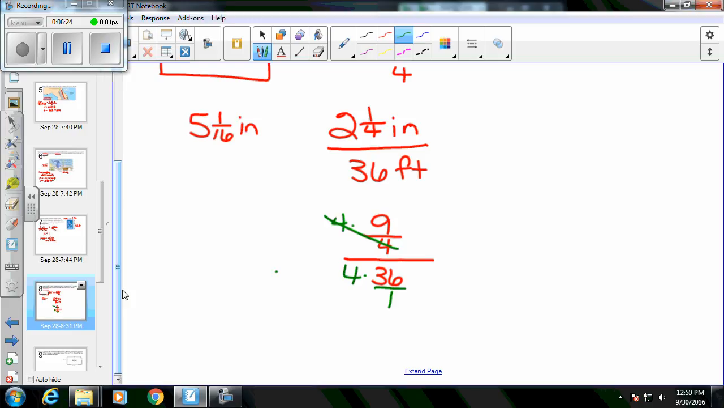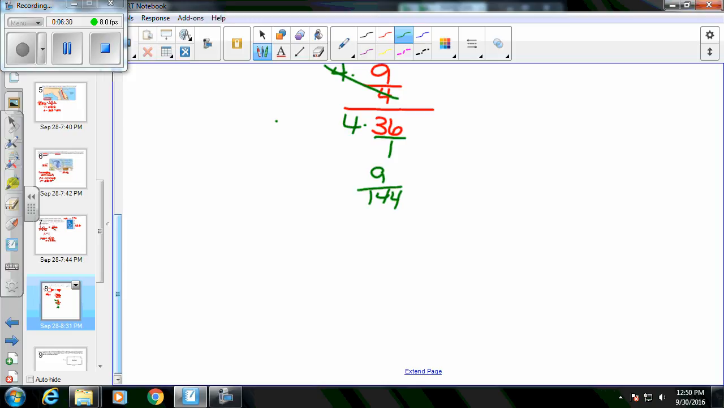and I end up getting 9/144. I'd like to simplify that, and I get 1/16. So my scale, 1 inch equals 16 feet.